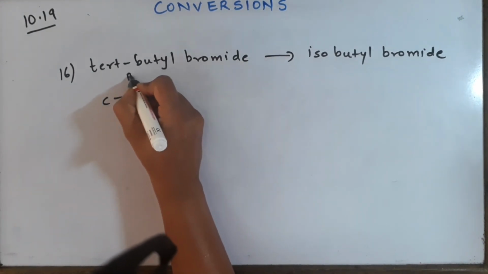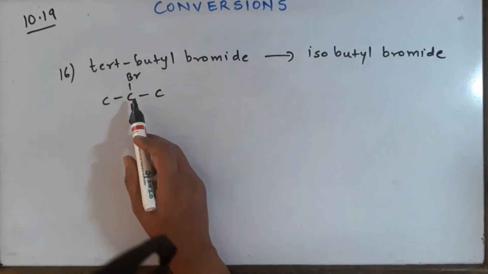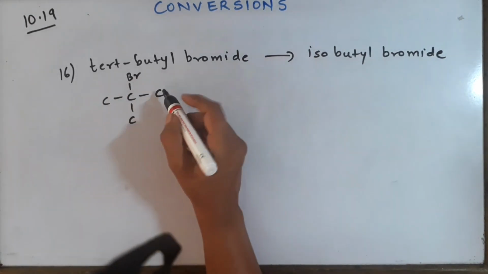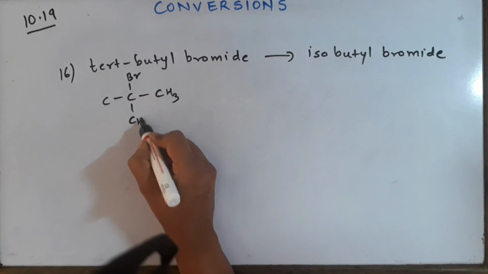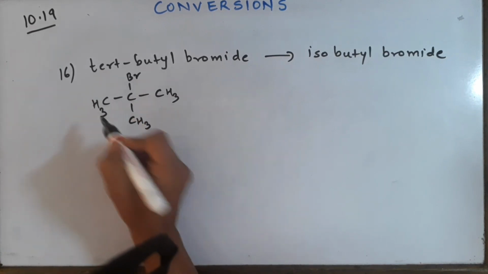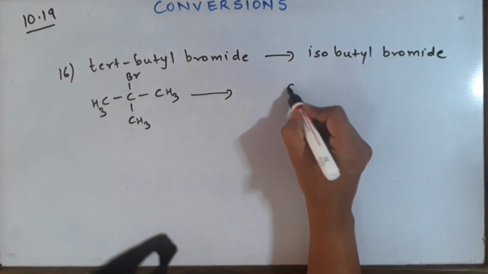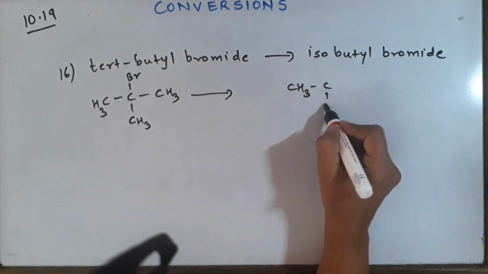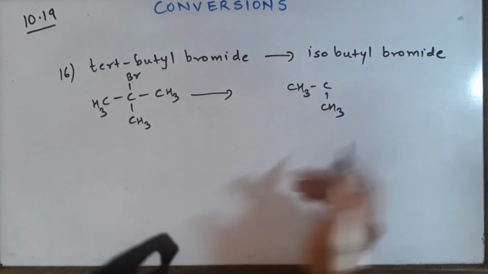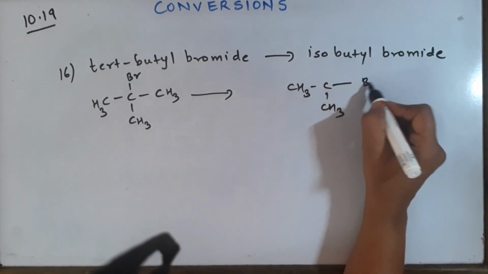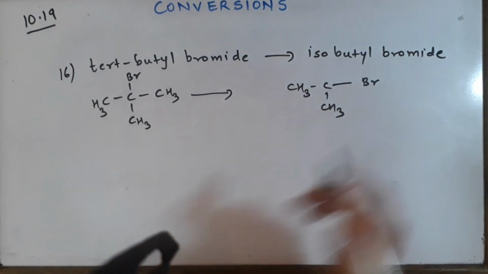You must know the structure. Look at this. Tertiary butyl bromide means bromine is attached to a tertiary carbon atom. Draw this properly first of all, children. We have to convert it into iso. What is iso? Look at this. This much portion is iso, okay? And we attach the bromide over here.